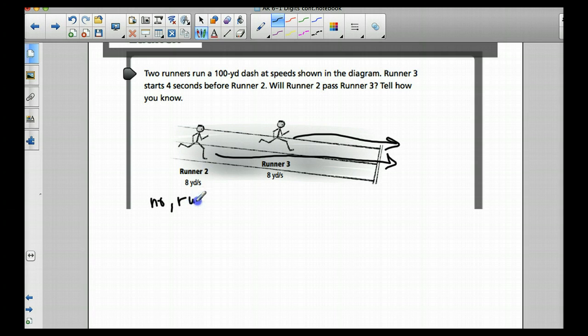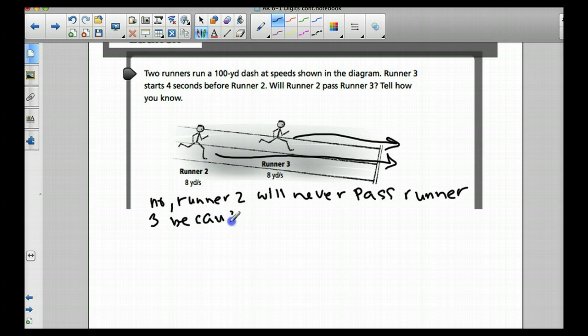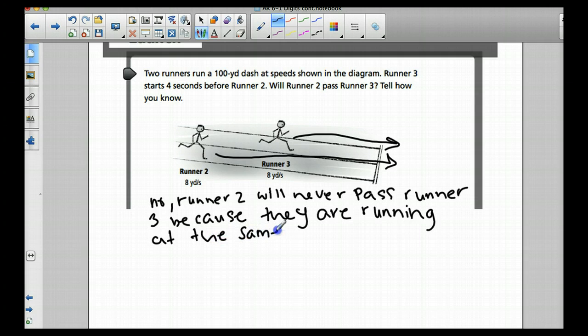Runner 2 will never pass runner 3 because they are running, excuse my extremely sloppy handwriting, at the same rate.